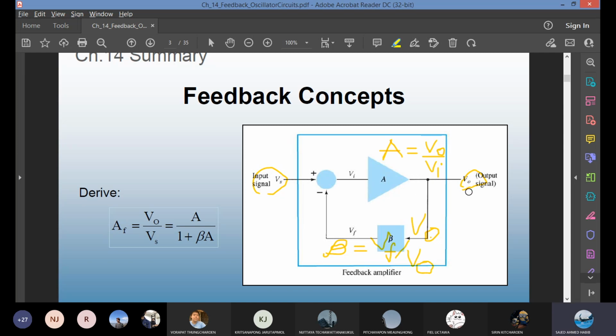The overall equation is V out over Vs. When you substitute, finally you have a generic equation which we did in the class. Gain with feedback, we have to distinguish with this letter: A sub f equals A divided by 1 plus beta A. That's the basic equation for deriving everything about feedback.